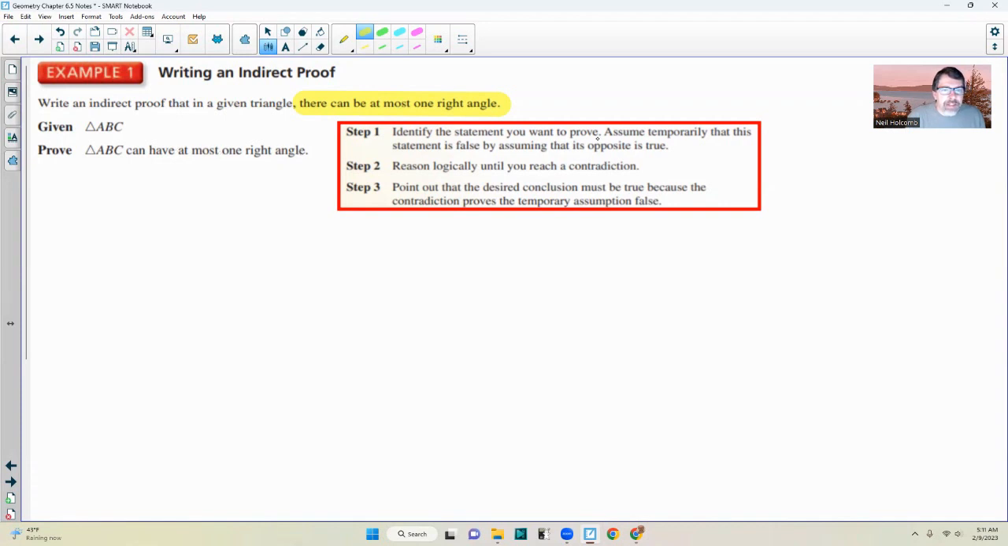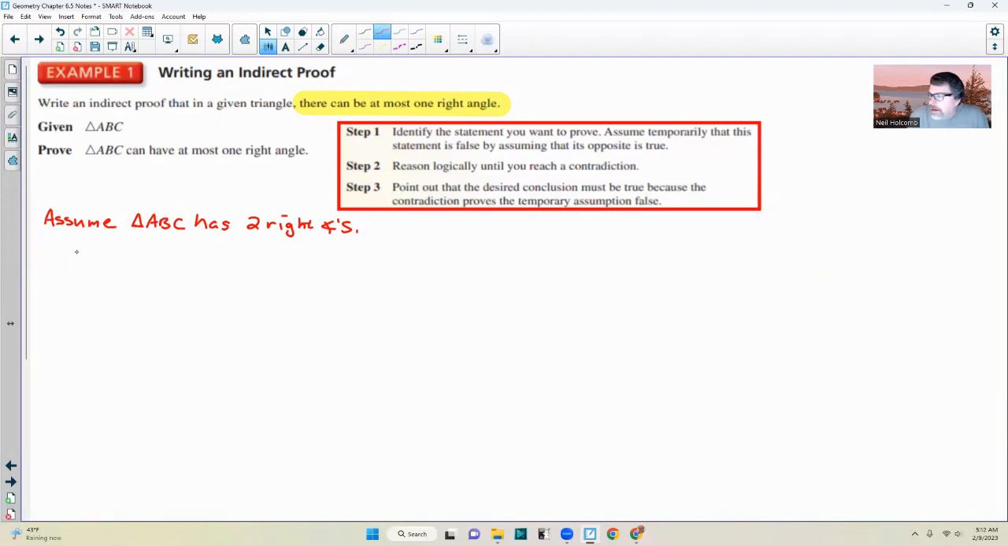So that's step one. We identified the statement we want to prove, and we're going to assume temporarily that this statement's false by assuming that its opposite is true. So what I want to say is we're going to assume triangle ABC has two right angles. Okay. We're trying to prove that it has at most one right angle. So we assume the opposite. Okay. And then we're going to reason logically until we reach a contradiction. So here's our assumption. And so what does that mean? Triangle ABC has two right angles.